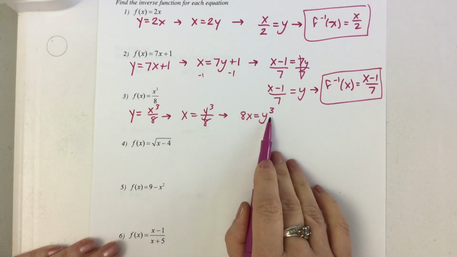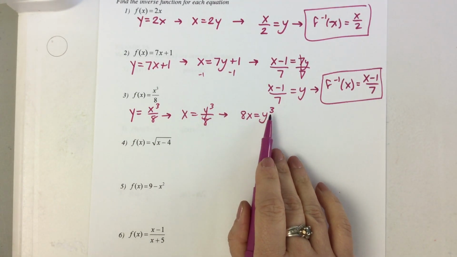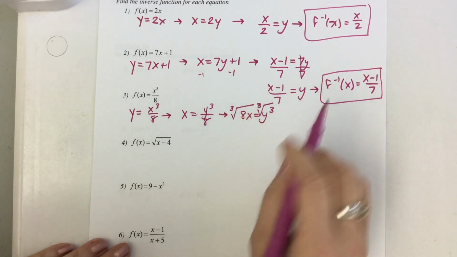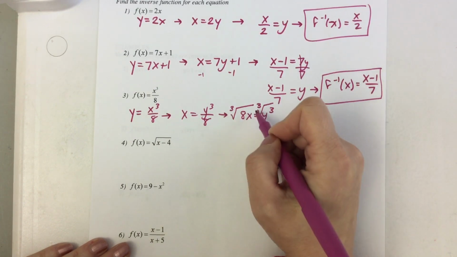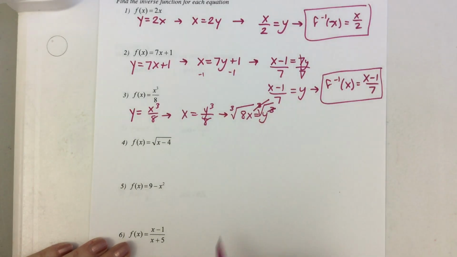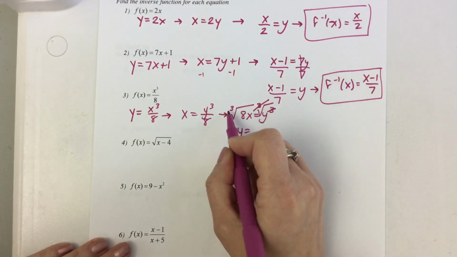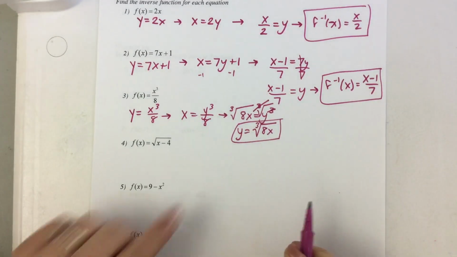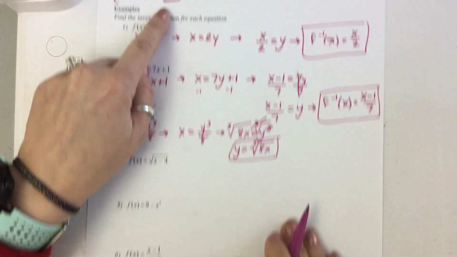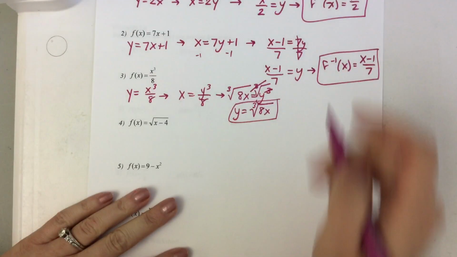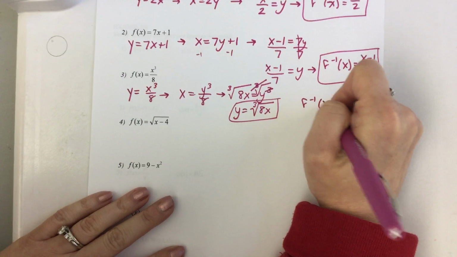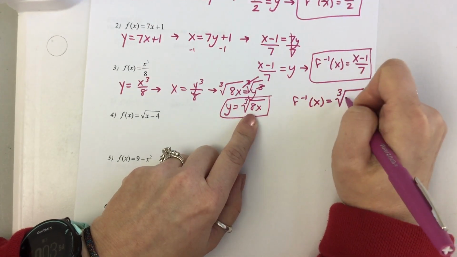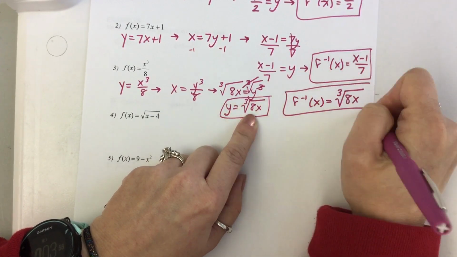Now in order to cancel a cube, you need to take what's called the cubic root. So that means you have a radical symbol with an index of 3. A cubic root cancels a cube. So y would be alone. This side is the cubic root of 8x. Now the last step, you have to change that notation to show it's an inverse. So the inverse of the function equals whatever y equals when you got it alone, the cubic root of 8x.